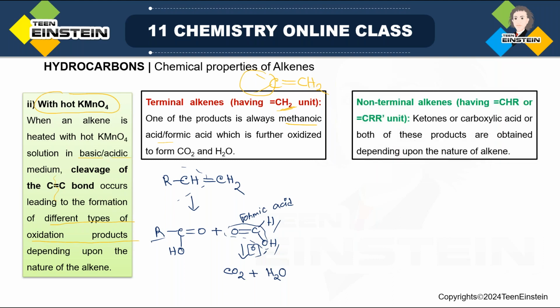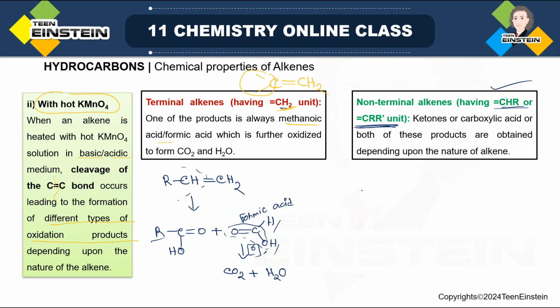But suppose you do not have a terminal alkene, you have some non-terminal alkene. Non-terminal means that it is not CH2. It may be that both the hydrogens are replaced by R groups like this, or only one hydrogen is replaced by some R group. So if you take this type of alkene, you will get the products ketones or carboxylic acid, or both of these products, that is, both are carboxylic acids or both are ketones. That may vary because now you have two types. See, if you now consider the general mechanism, then what will happen?